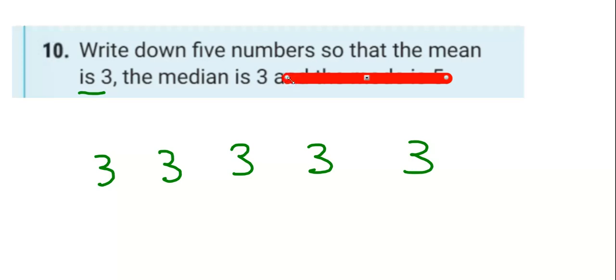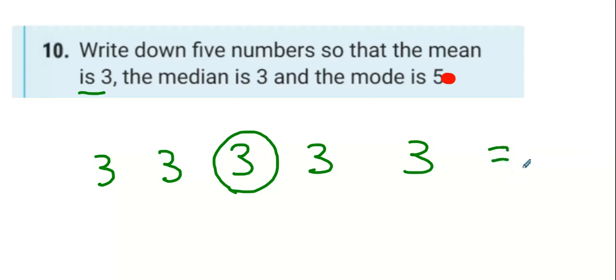The median is 3. Is the middle number 3? Yeah, check. What about the next thing, though? And the mode is 5. Is the mode 5? Okay, there's an issue here, right? I have an idea. Does everybody agree it has to add up to 15? Yeah.